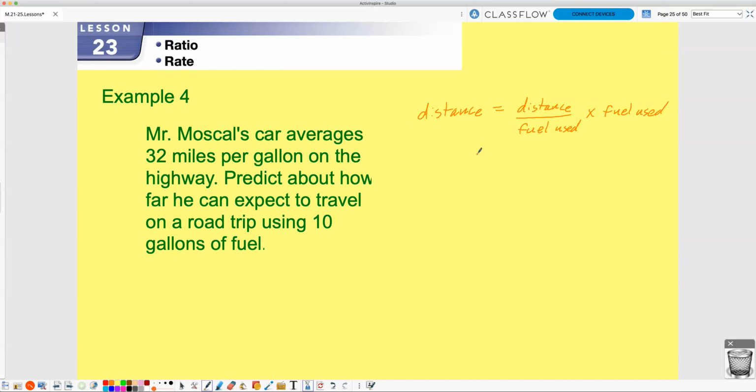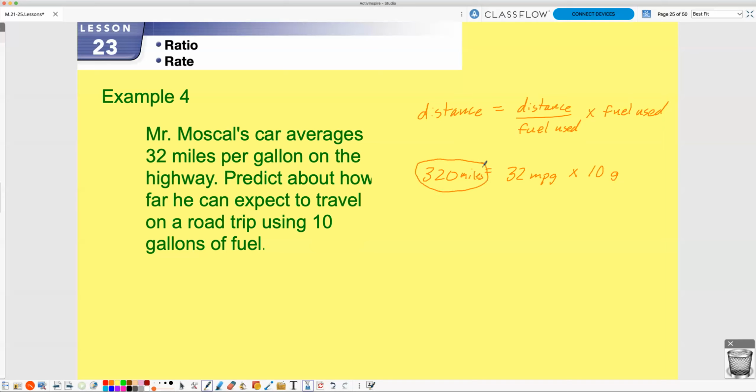So in this case, we are given the rate and the fuel used. We know that he has 32 miles per gallon, and we know how much he used. He used 10 gallons. So if he went 32 miles per gallon, let me just write MPG, and we know that it's 10 gallons that he used. I would end up having 320, because I know what 32 times 10 is, just adding another 0. That'd be 320 miles.